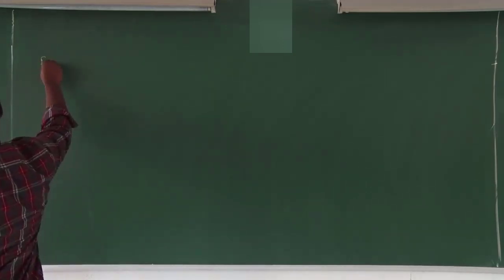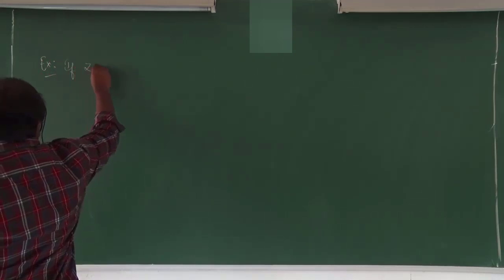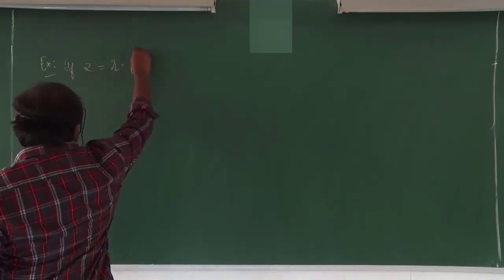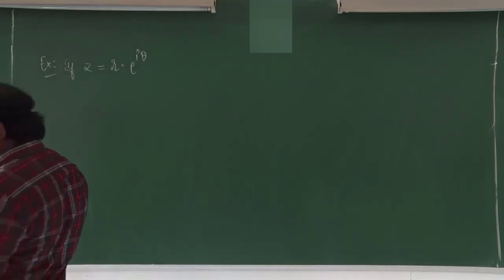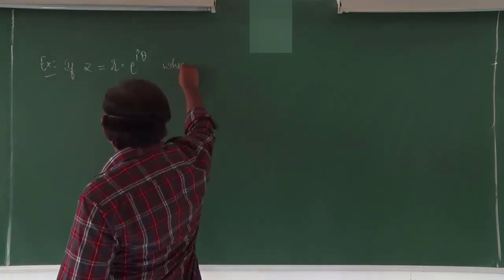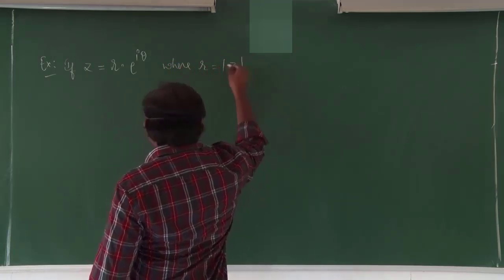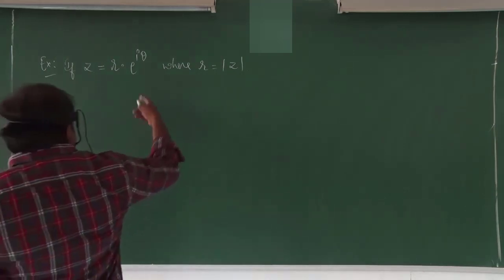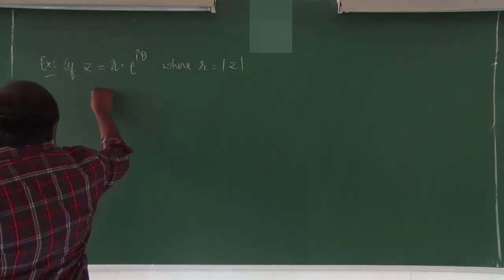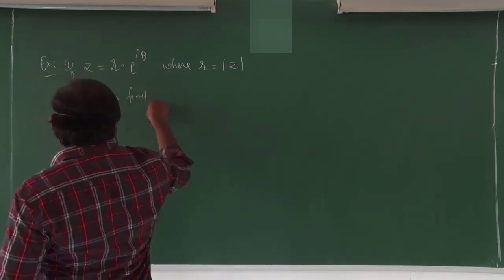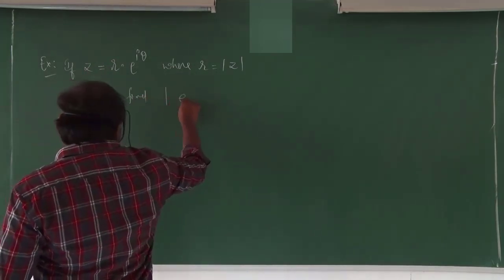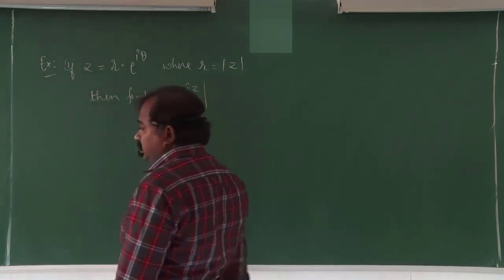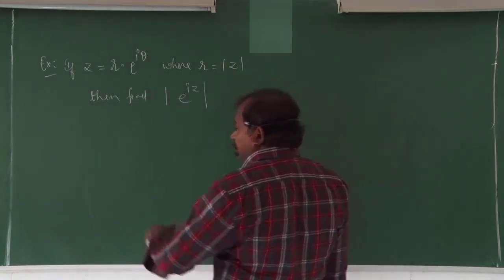Here the next example: if z is equal to r into e power i theta, where r is equal to modulus of z. If it is the polar form, automatically r value is equal to mod z, and theta belongs to R. Then find the modulus of e power iz. This is the value they are asking.